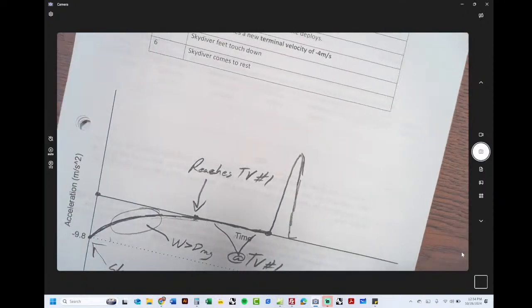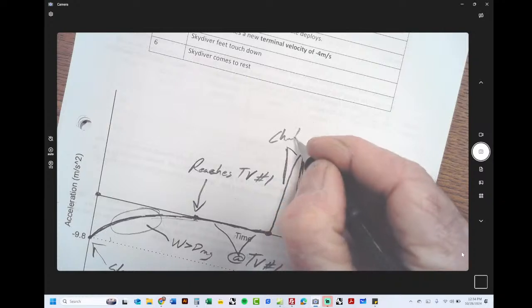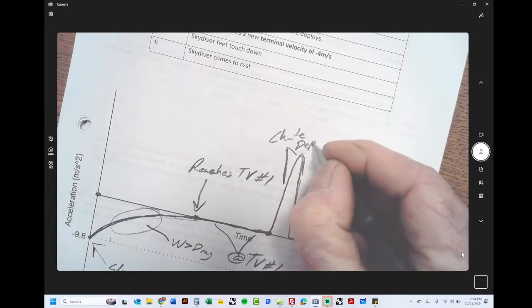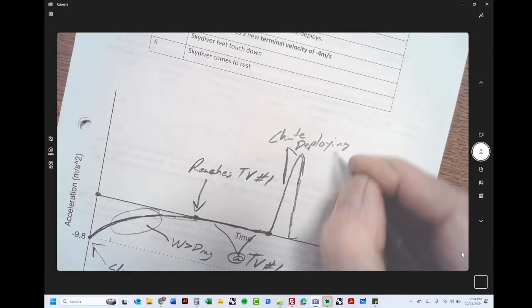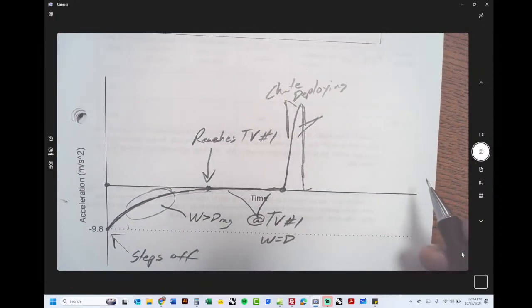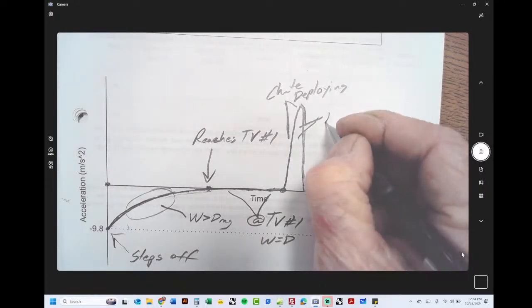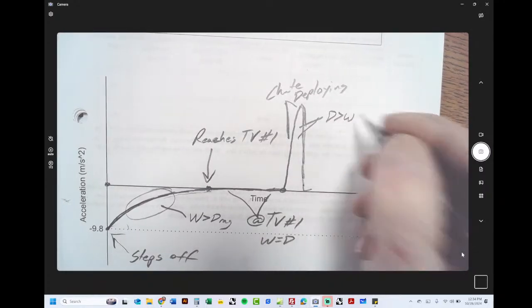And this is the chute deploying. And during this time, how do the weight and the drag compare? Drag is greater than weight, or you could say weight's less than drag. I'm going to do drag is greater than weight.